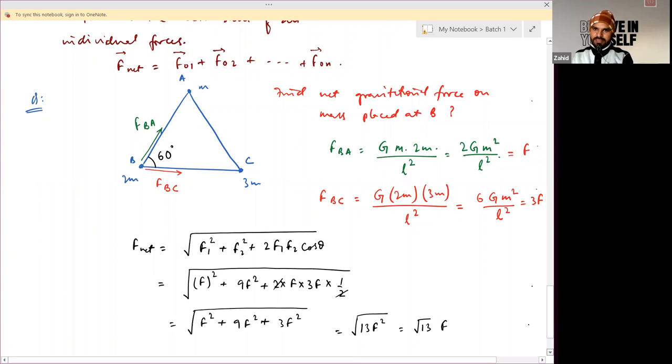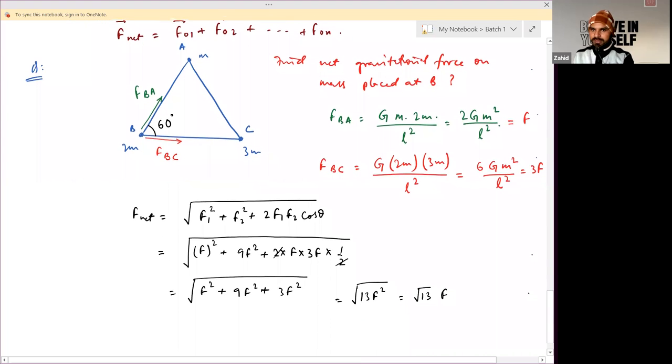As we have considered F as 2 times gm square by L square, so it will be 2 root 13 gm square by L square as the net force.